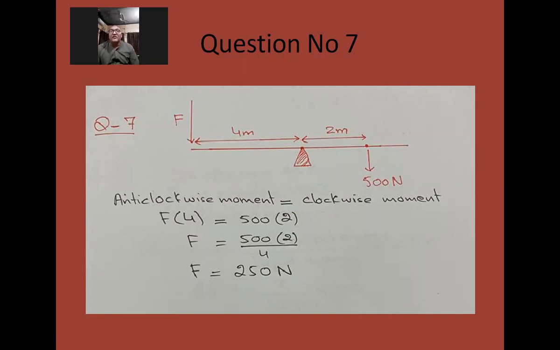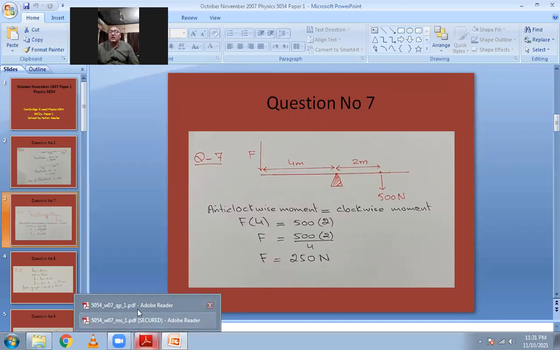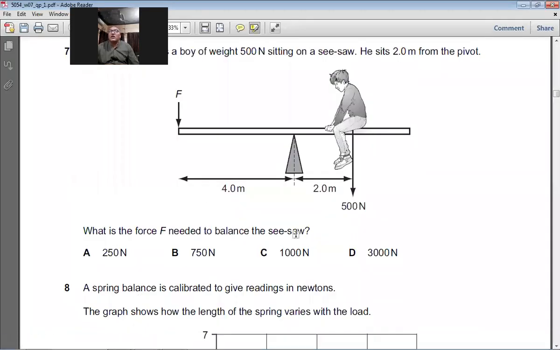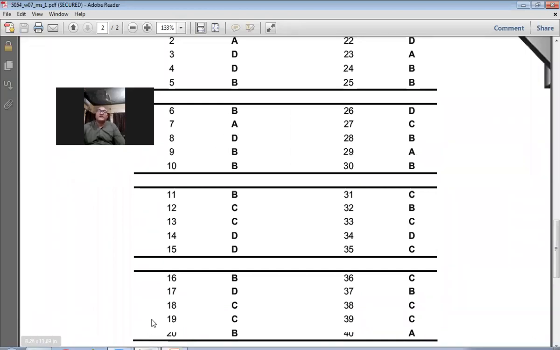So the anti-clockwise moment will be force multiplied by the moment arm, that's 4 meters, equals the clockwise moment, the weight of the boy, that's 500 Newton, into its moment arm, that is 2 meters. So it will be F into 4 equals 500 into 2. So F will be equal to, the 4 will go to the other side and divide. So 500 divided by 2, and that will be 250 Newton. A is the right answer. So let's check. A is the right answer.